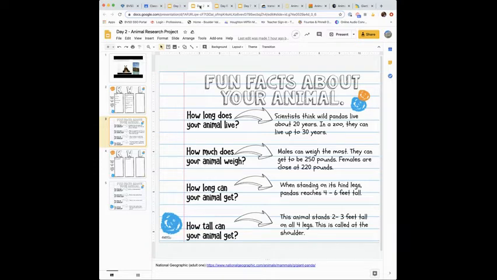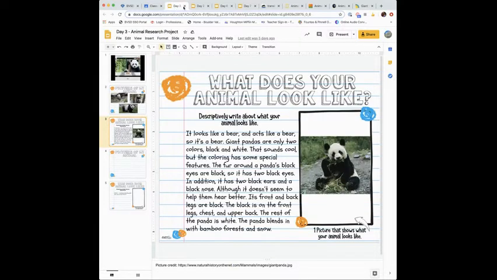Okay, so it said to use information from the day 2 and day 3 slides. So in day 2, there's this really great fact sheet that we made. How long does your animal live? How much does your animal weigh? How long does your animal get? How tall can your animal get? Those are all descriptions about the animal. They seem pretty important. I want to think about those.